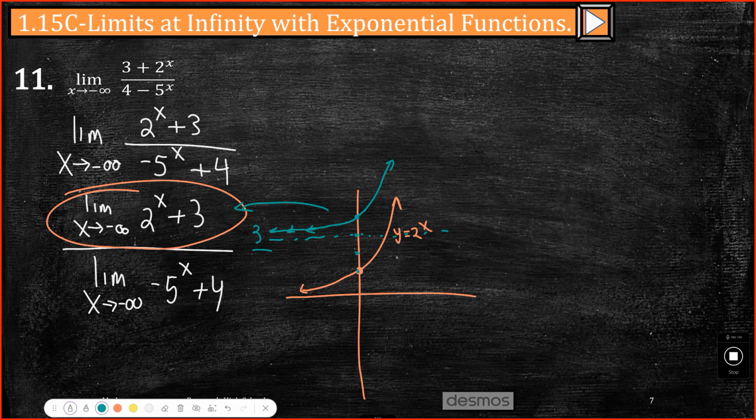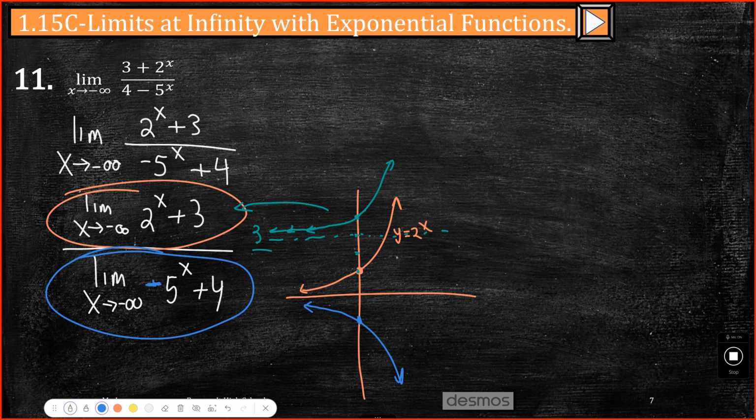And now, let me graph this one. Limit as x approaches negative infinity of this function. Well, isn't this negative 5 to the power of x? Doesn't this reflect it about the x-axis? Yes or no? It makes it flip, no? The 5, don't get too confused. It's still an exponential. So this is going to be the graph of y equals negative 5 to the power of x.